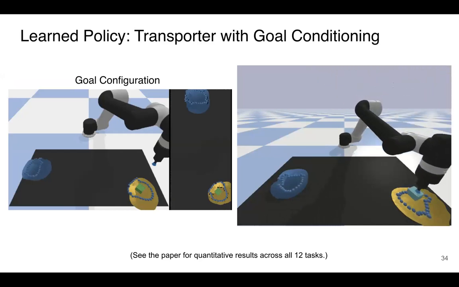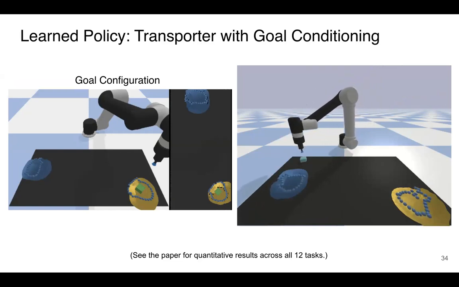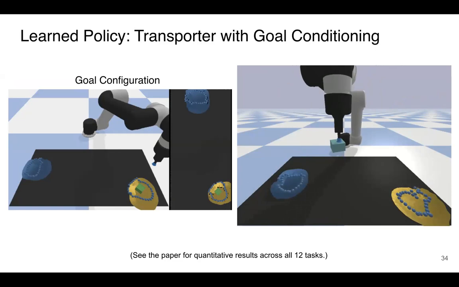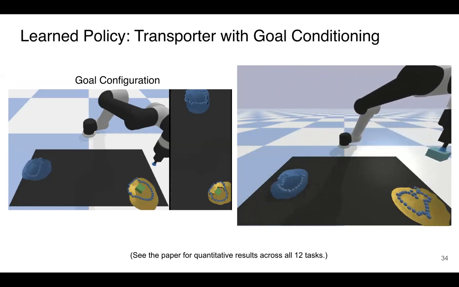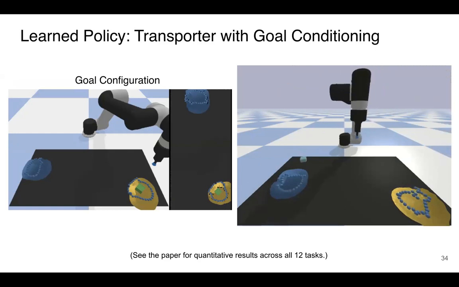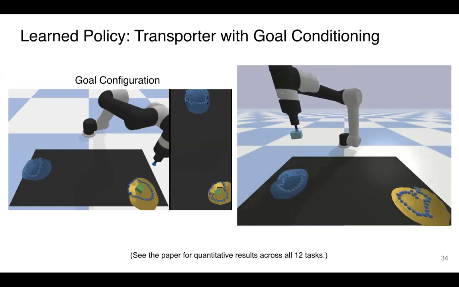In the paper, we show quantitative results across all the 12 tasks in the benchmark, where we compare either the transporter or the goal-conditioned variant, whichever one is appropriate. We compare those with methods that use ground truth pose and vertex information. And we find that the transporter-based approach is orders of magnitude more sample efficient than those other approaches that don't use images but use ground truth information about poses.